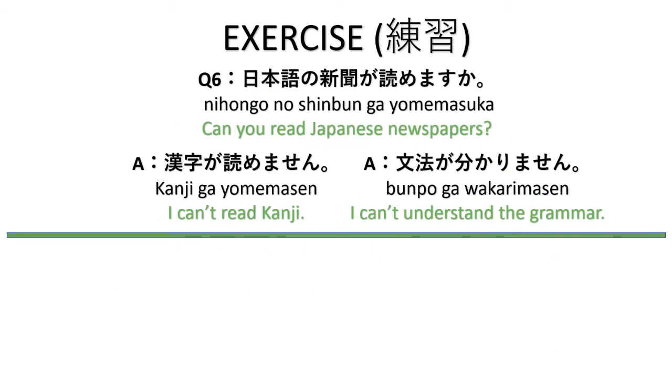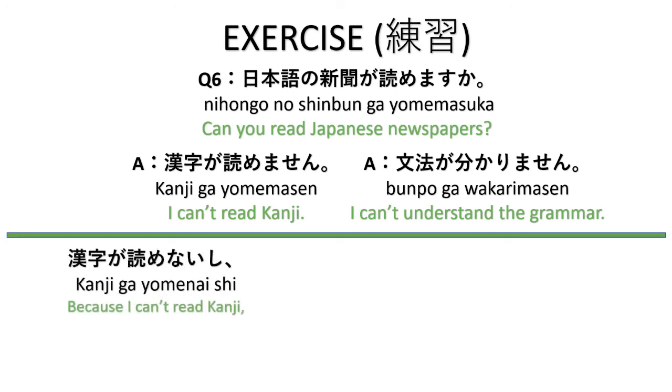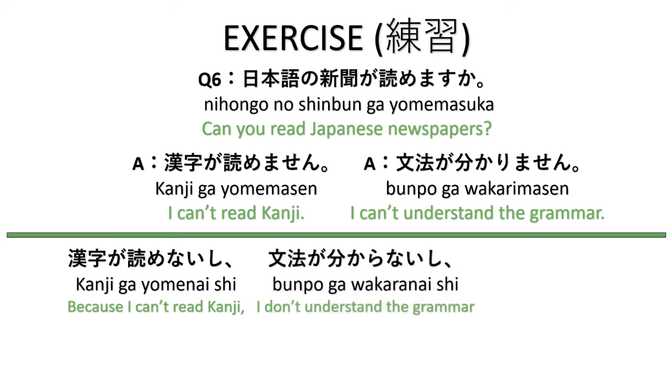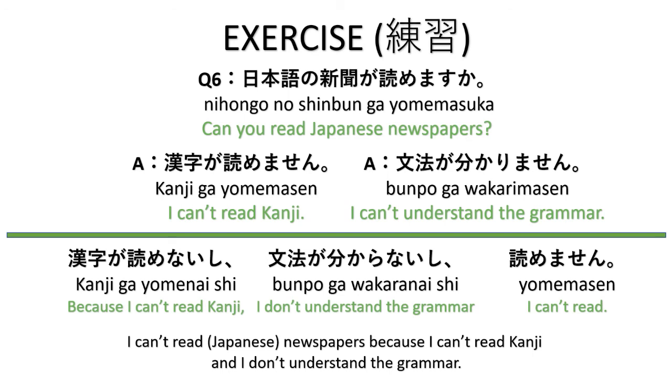Nihongo no shinbun ga yomemasu ka? Can you read Japanese newspaper? Kanji ga yomemasen. I can't read kanji. Those are the explanations. Kanji ga yomemasen. Bunpo ga wakarimasen. I can't understand the grammar. So the answer is in the negative, of course. Kanji ga yomenai shi. So yomemasen, yomenai is the casual. Bunpo ga wakaranai shi. Wakarimasen, wakaranai is the casual. Yomemasen. I can't read Japanese newspaper because I can't read kanji and I don't understand the grammar.